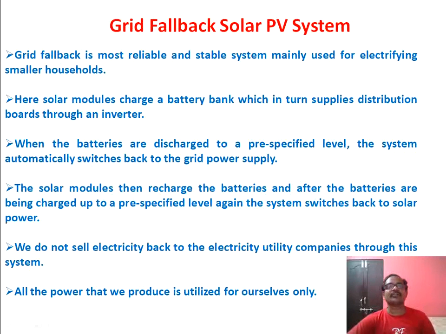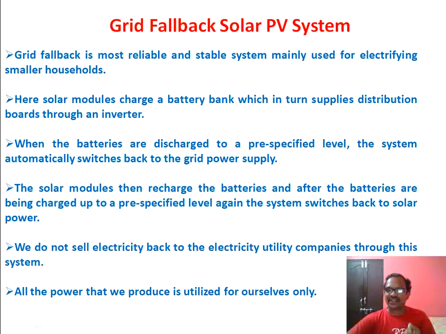Third one is grid fallback type PV system. In this grid fallback type PV system, it is similar to grid interactive solar power plant, but the only thing is you will use the entire electricity generated by yourself. You are not going to sell the electricity which is produced by you to the utility grid. So grid fallback is more reliable and stable system, mainly used for electrifying the small households.